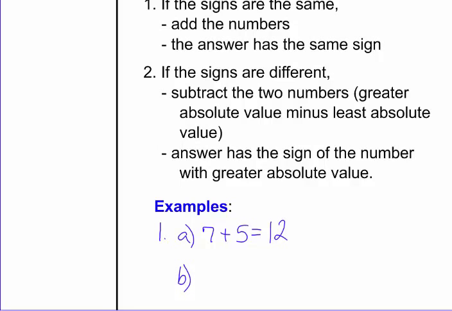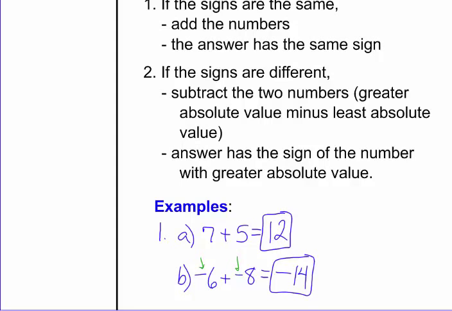So another variation of when signs are the same. Let's say we have negative 6 plus negative 8. In this case, both numbers are negative, so your answer is going to be negative. You just add the numbers like you always do. 6 and 8 is 14. So that is your answer, negative 14.